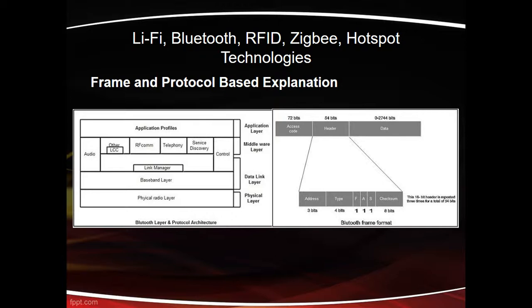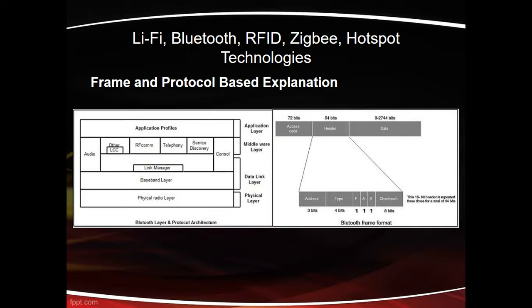The radio layer, the bottom layer, is related to the physical layer of the OSI model, and it deals with radio transmission and modulation. The baseband layer is equivalent to the MAC layer in LANs. Don't miss the words: it is equivalent. It uses TDMA for multiplexing. The middleware and application layers are for application things, and middleware is used for audio and logic control, service discovery, telephony, RF communication, and link manager. Those are very deep things to describe, so I am not going to describe them.